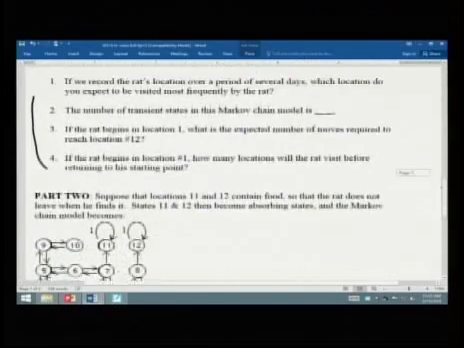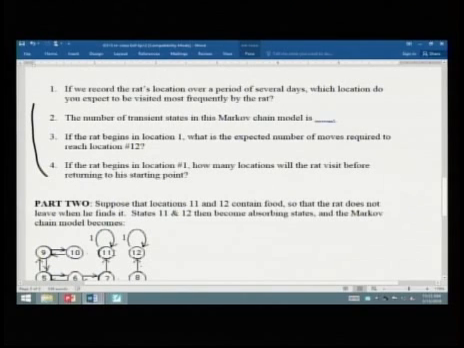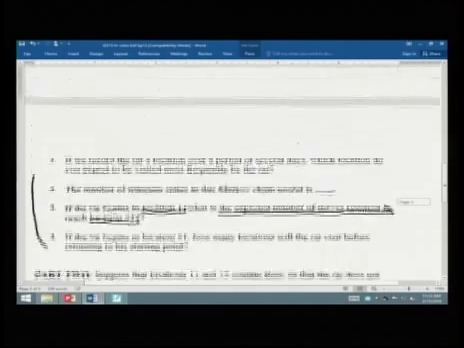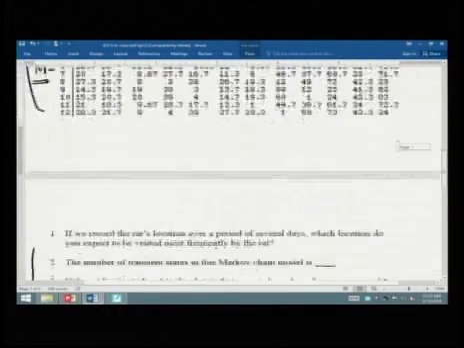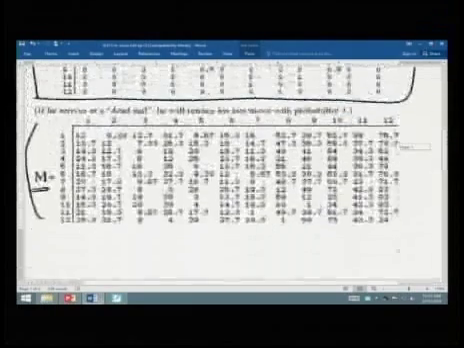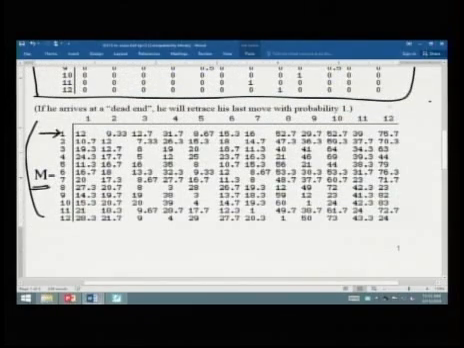How do you answer problem number 3? If the rat begins in location number 1, what is the expected number of moves required to reach location number 12? So it's asking for the expected number of moves required to reach location number 12, starting from location number 1. Which information do we need to use? We need to look at the M matrix, right? Starting from 1, and then you end up with 12. So this is our answer. Is that right?